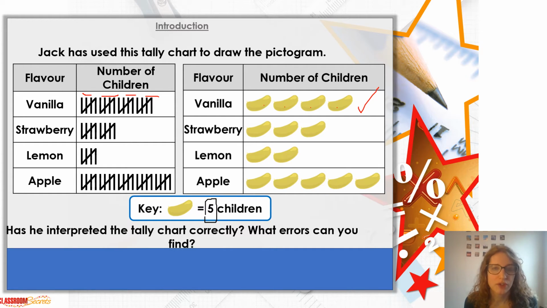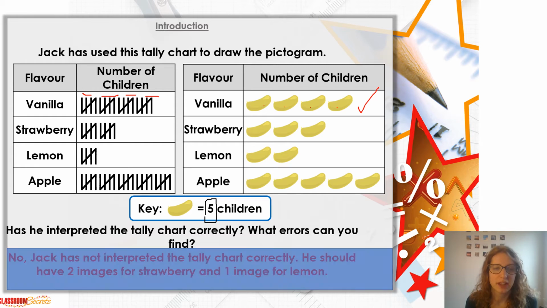I want you to go through the rest of them and see if he has used the tally chart correctly to inform his pictogram. So pause the video, have a look at each of the other flavours, the strawberry, lemon and apple, and see if he's done it correctly. If he hasn't, where has he gone wrong and how would you change it? Press play when you're ready.